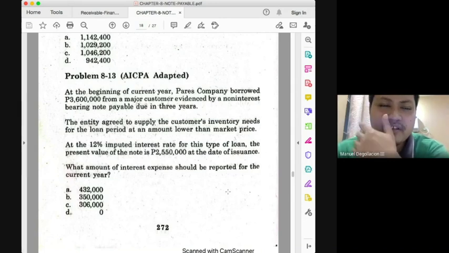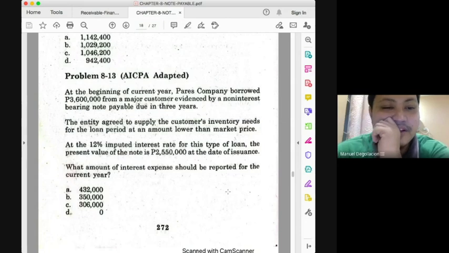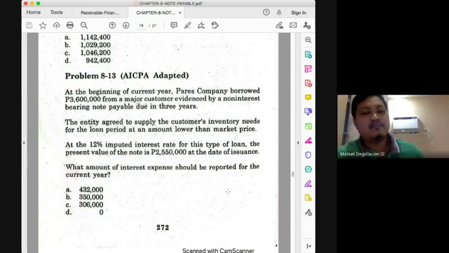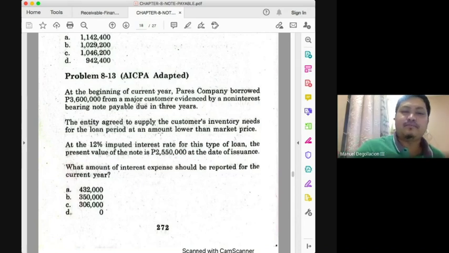The 3,600,000, class, would serve as the maturity value. That is the amount that you will have to pay at the end of the 3 years. So basically, the 2,550,000 is the lump sum present value of your 3,600,000. And your interest expense here would be simply 2,550,000 times 12%.